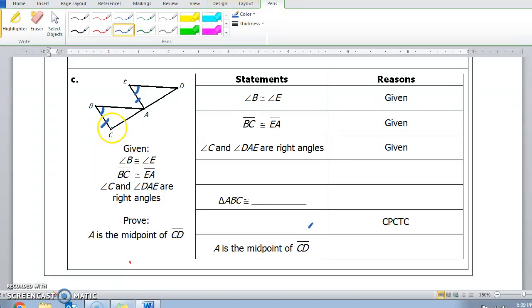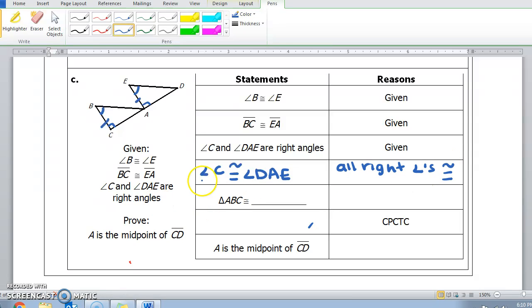Next, angle C and angle DAE are right angles. All of these are given to us. We also know something else. We know, because of the fact that those are right angles, that they are congruent. We haven't stated they're congruent yet, so we have to do that. We've only stated that they're right angles. So we're going to say that angle C is congruent to angle DAE. And the reason for that, all right angles are congruent.